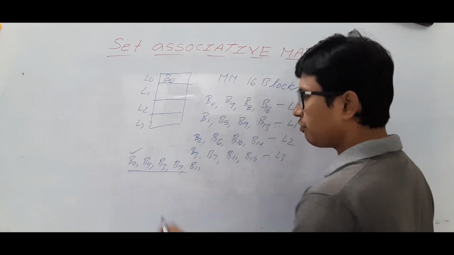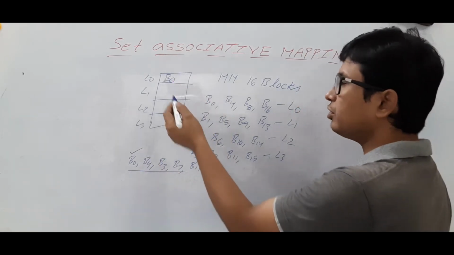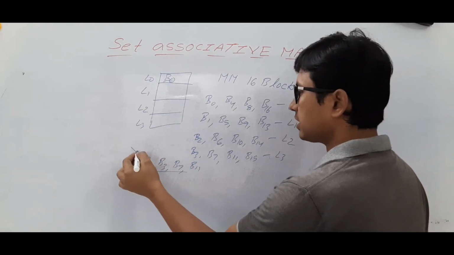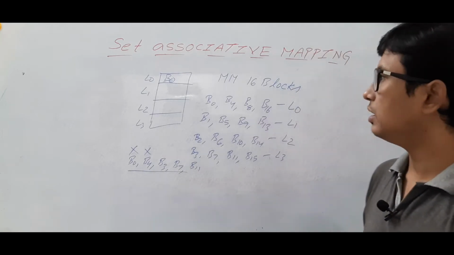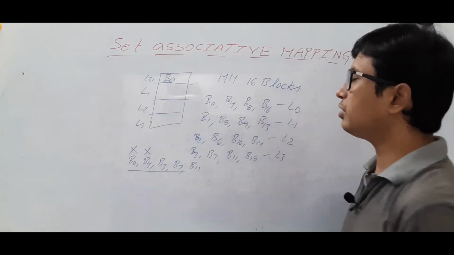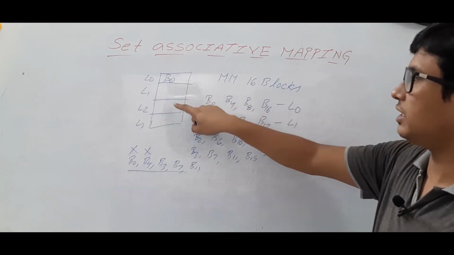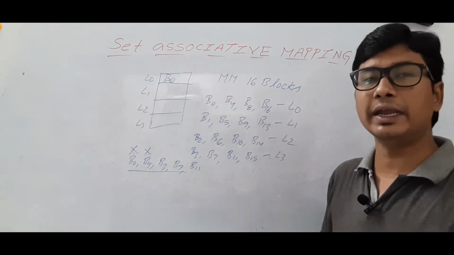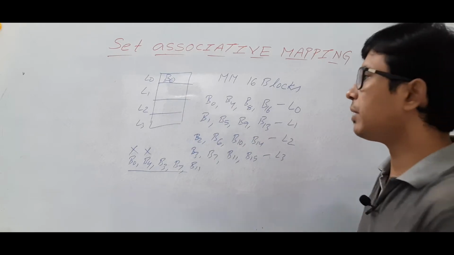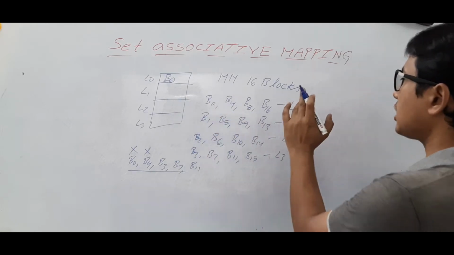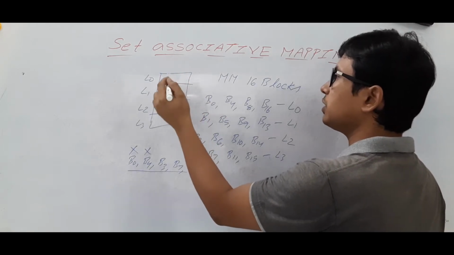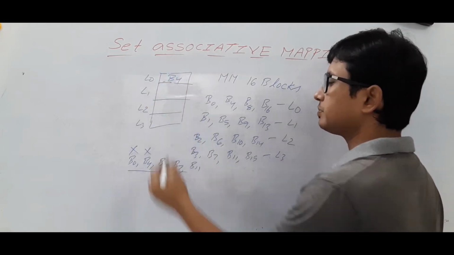Now I need to find block number 4. Block number 4 is not there in the cache memory. Again it is a miss. Let me represent it as a cross, a miss. Block number 4, I could place here, or here, or here, because these three are empty, if it were not direct mapping. However, as it is direct mapping, block number 4 has to be placed in line number 0. So I have to remove this one and keep it here.